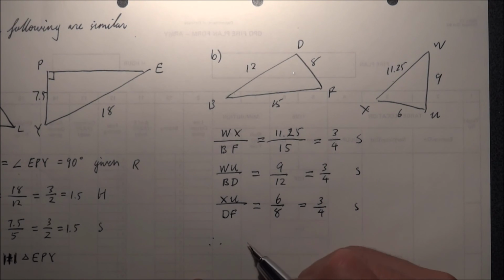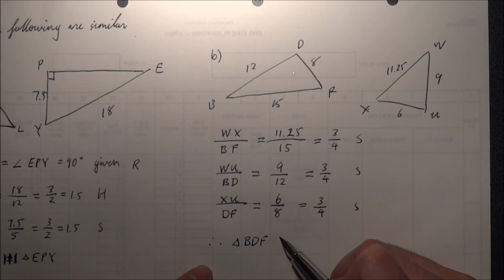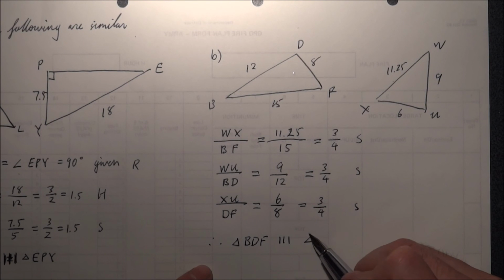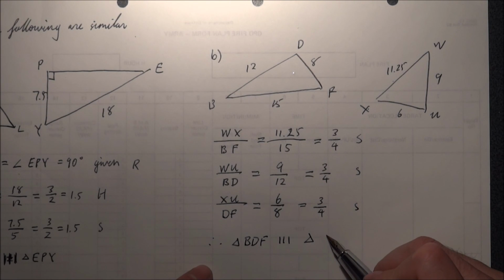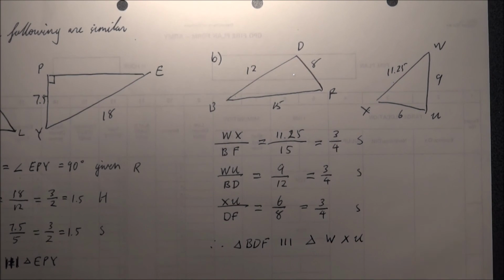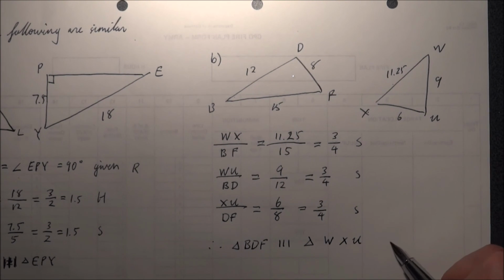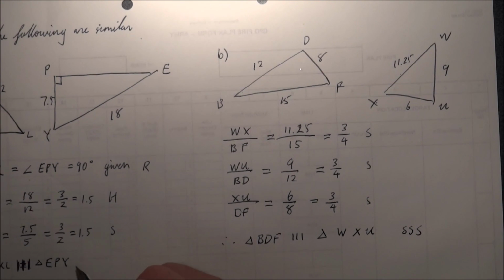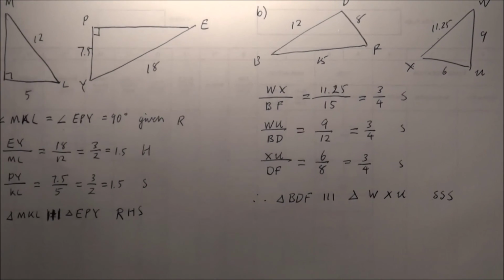And therefore, triangle BDF is similar to triangle WXU because of side, side, side. Oh, almost forgot. The last one was meant to be RHS. Always state the reason. Yep.